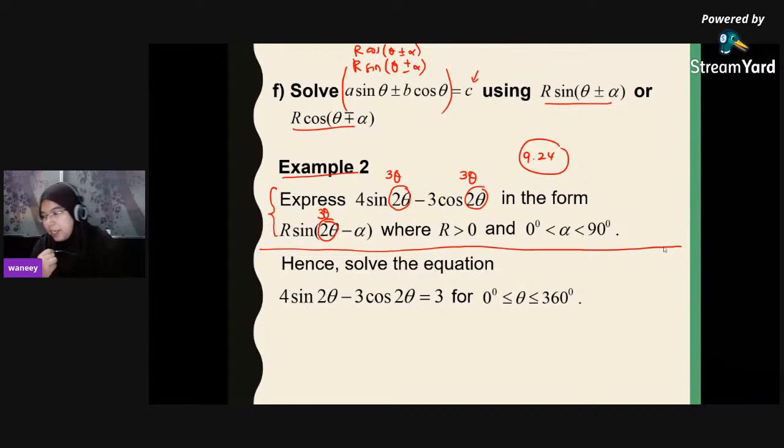R is 5, alpha 36.87. Okay, so I have one answer over there.